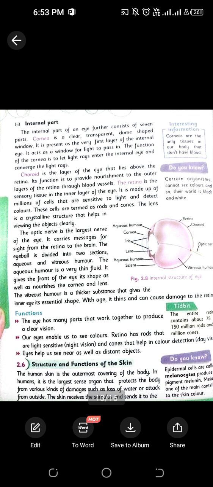Light basically travels inside the eye through the cornea. Then we have the choroid. The choroid is a layer of the eye that lies above the retina, and its function is to provide nourishment to the outer layers of the retina through the blood vessels. Then we have the retina. The retina is basically known as the screen of the eye, where the inverted image of an object is formed, right?